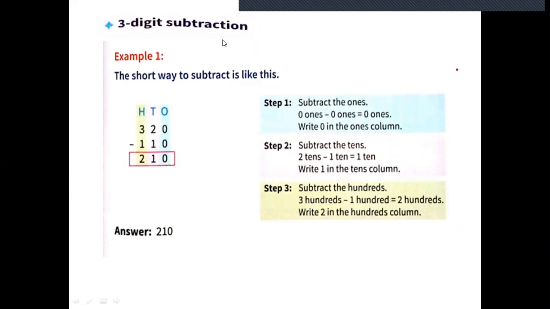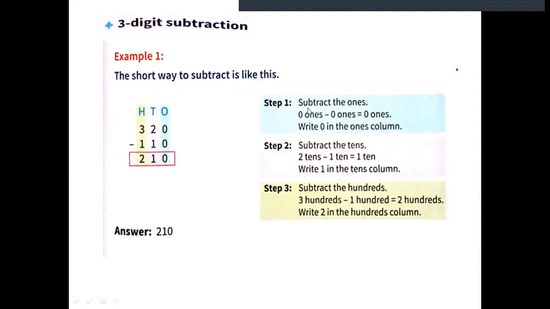3-digit subtraction. Example 1. The short way of subtraction is like this. Okay, we have to subtract this short way. Now I am teaching. First of all, you have to write hundreds, tens, ones. Now we are going to subtract 320 minus 110. Remember, always like addition, you have to start from the ones place.